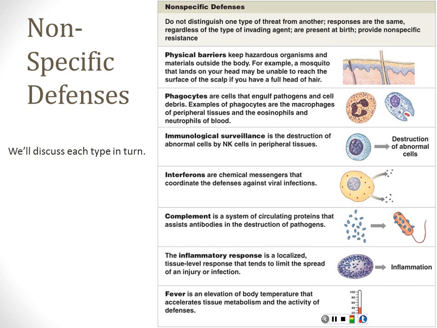So one of the things we worry about in a burn is infection, because once you take that skin layer away, the underlying tissue really doesn't have any defense, except for the rest of these more active defenses. So the physical barriers always play a major role. Next in line after that are the phagocytic cells.